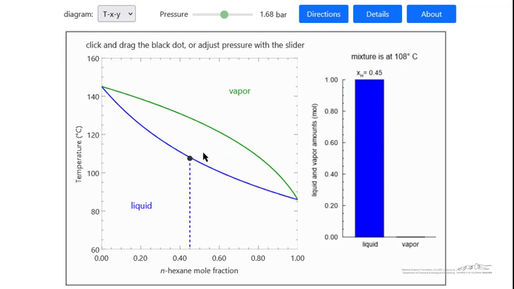So the idea of these lines, of course, on the temperature-mole fraction diagram, the bubble temperature is the lower curve on the graph, the blue curve. It corresponds, on a pressure-mole fraction diagram, to the higher pressure.